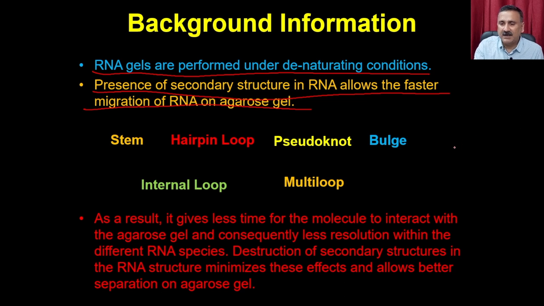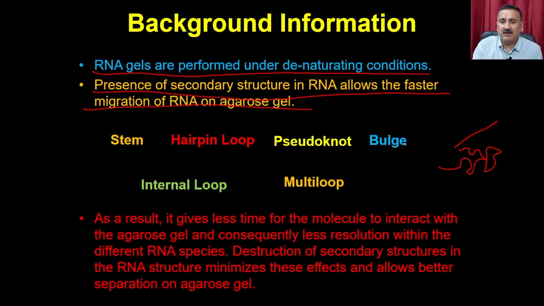So what happens is that if you have a single strand, it can rotate, and it can form different types of secondary structures. Because of these secondary structures, it becomes a very compact structure. And once it becomes compact, it runs very fast. So if it runs very fast, it does not allow the agarose molecules to exert any kind of retardation forces, and because of which the messenger RNA will not get separated.